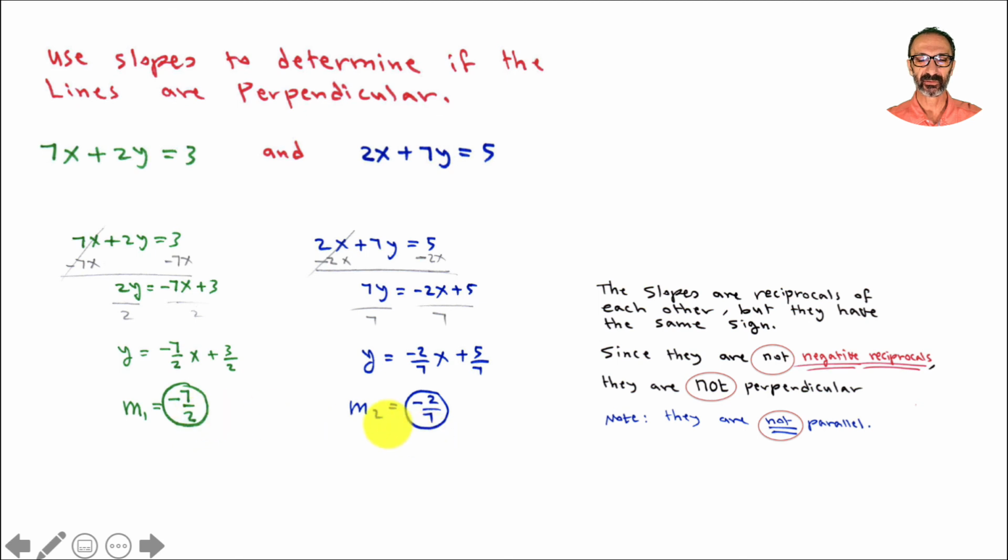They're almost perpendicular or parallel, but they're not. First of all, they're both negative, so the word opposite is not there. So they're not perpendicular. Besides, if this were negative 7 over 2 and this were negative 7 over 2, we'd call it parallel. So the slopes are reciprocals of each other, but they have the same sign, so they're not opposite. Since they are not opposite reciprocals, they are not perpendicular. Of course, they don't have the same exact value, so they are not parallel.